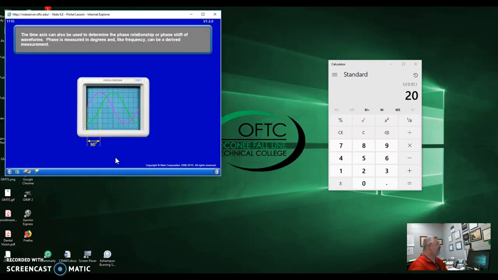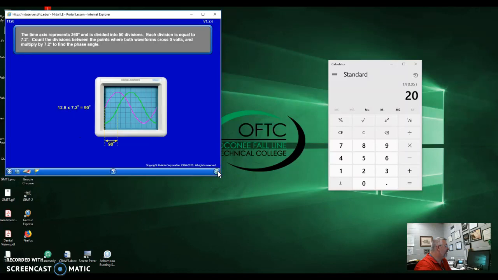All right, the time axis can also be used to determine the phase relationship or phase shift of waveforms. Now, what we mean by that, and I would probably have to go back several slides, is if these were in phase, the peaks would match the peaks, and the negative peak would match the negative peak. But obviously, these are shifted. The purple is to the left of the green. They're not on top of each other. And they're actually out of phase by 90 degrees. And we're going to see how that works here.